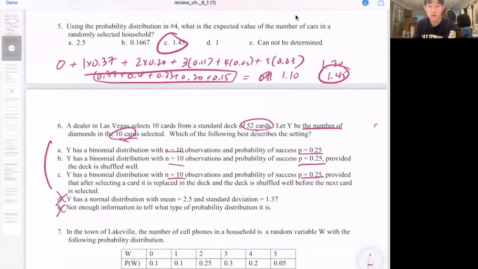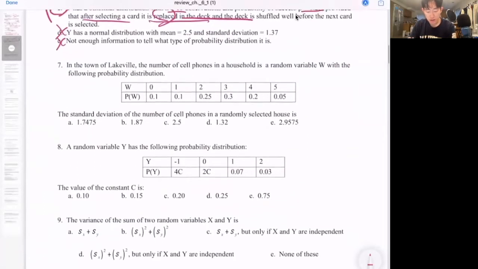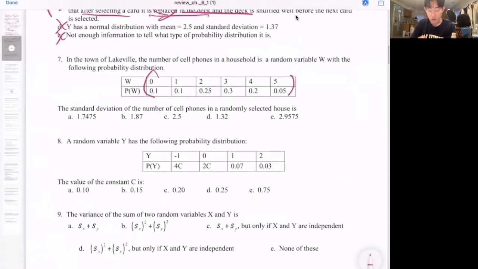The only problem here is that to keep the probability the same, your card has to be replaced. Provided that the selected card is replaced in the deck, that is the key thing to note here. Because if you select a card but you don't put it back, now you're selecting out of 51 cards, out of 50 cards, so your probabilities will change, which means it's no longer going to be a binomial situation. So in order to keep the same probability of success, you must put the card back.